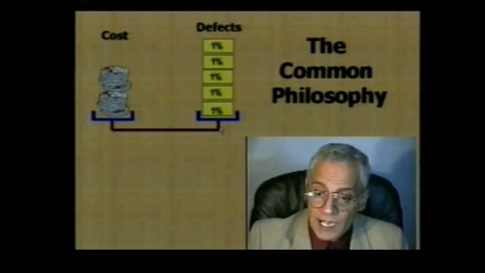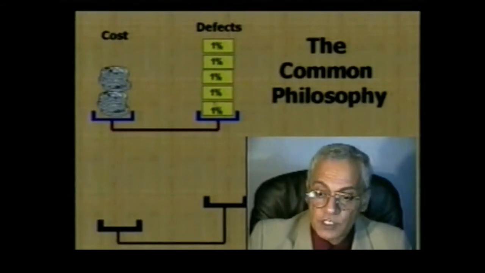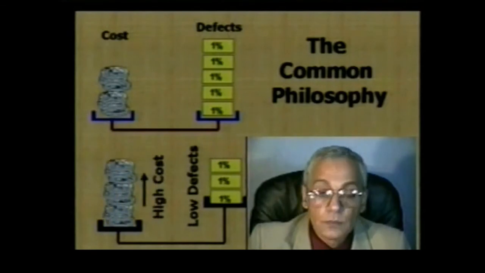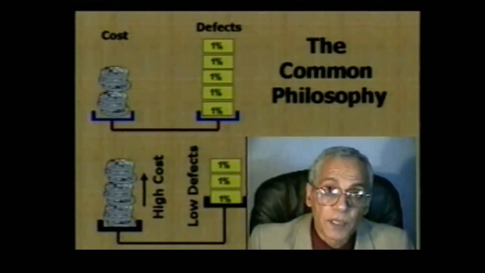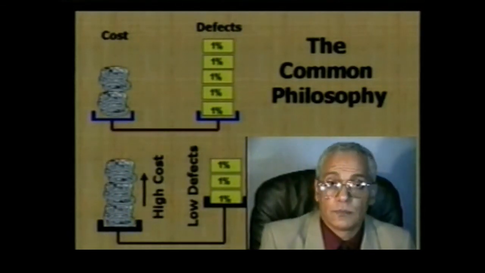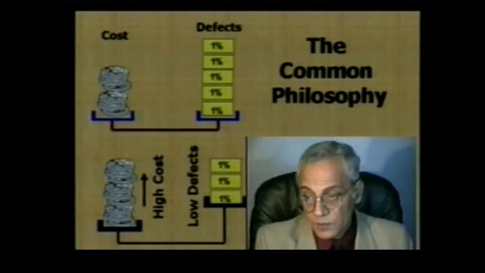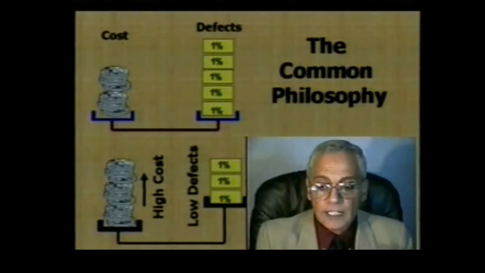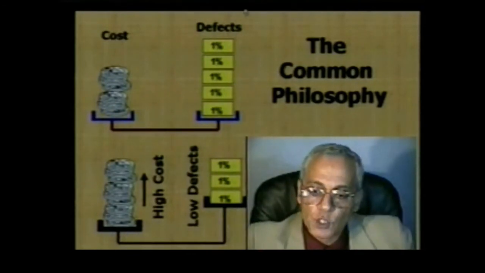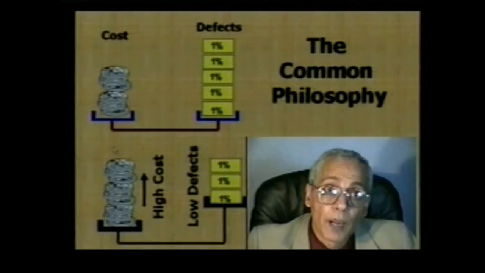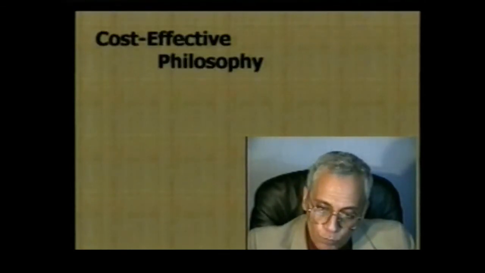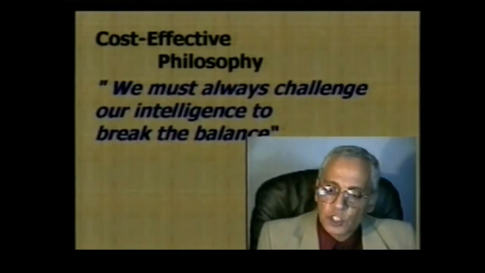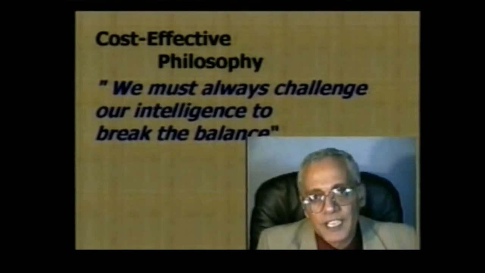But because we realize that if we try to reduce these defects, it will cost us more money, then we simply learn how to live with the problem. This is the common philosophy. We think that every problem we have, in order to be solved, will cost us money. The cost-effective philosophy is based on challenging our intelligence to break the balance.